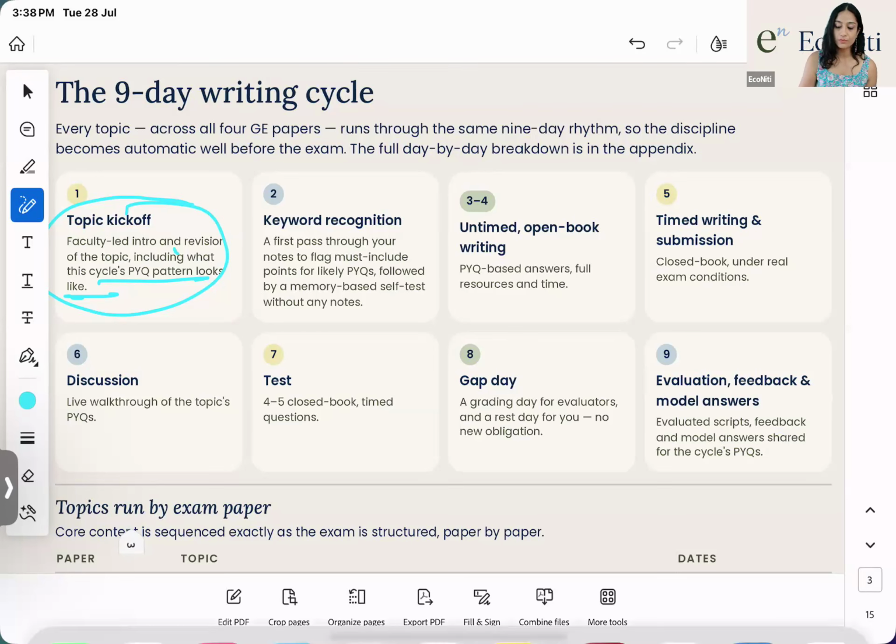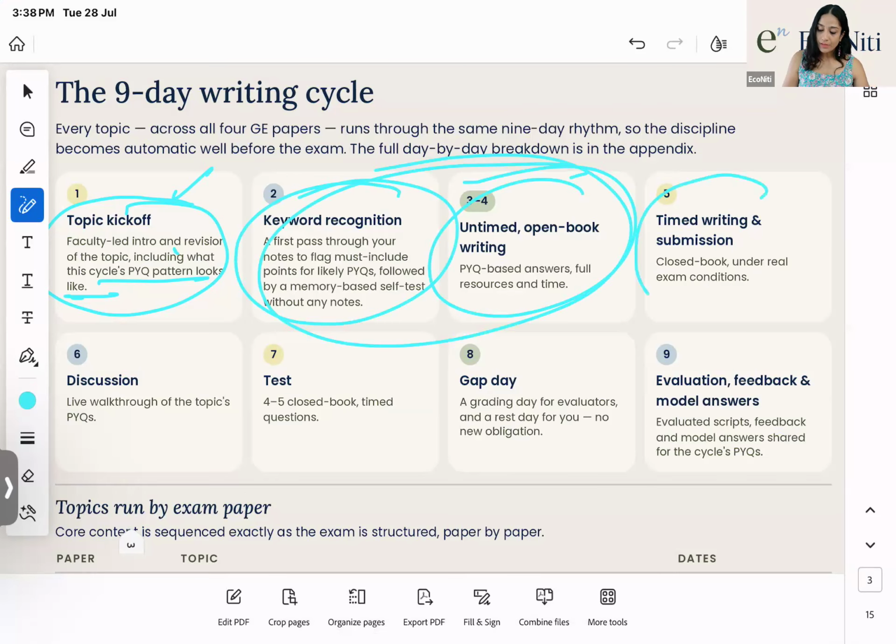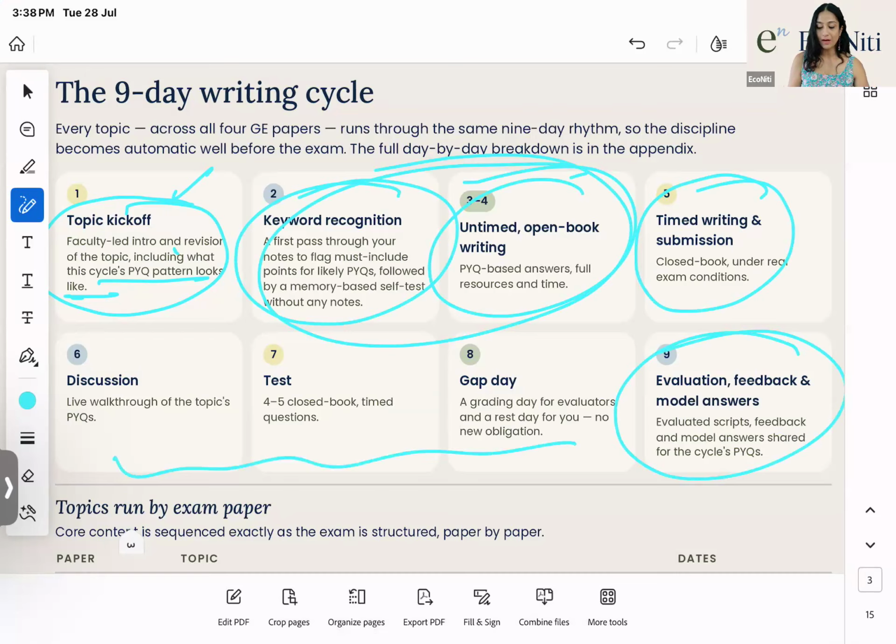You can see them here. This is the first thing that we do. Self-assessment is going to be the first pillar. This is the second one, where you do keyword recognition and untimed open book writing. तो ये सब मिला के हमारा दूसरा pillar बनता है. Timed writing is the third thing, and model answers and feedback is the fourth thing, right? बाकी ये सब हमारा काम है, ये हम करेंगे, तुमने वही चार काम करना.